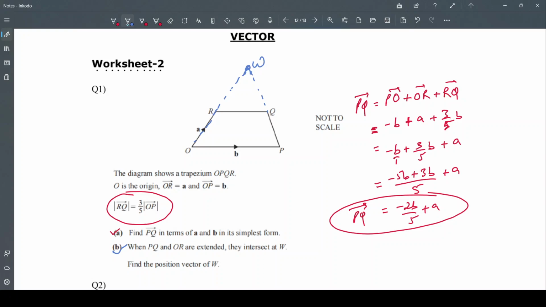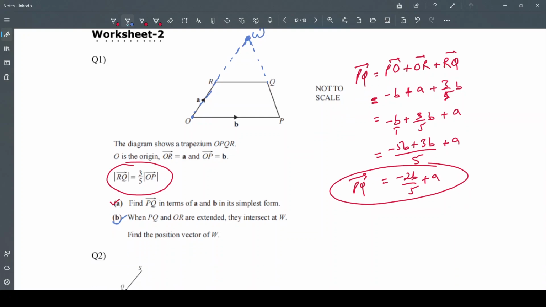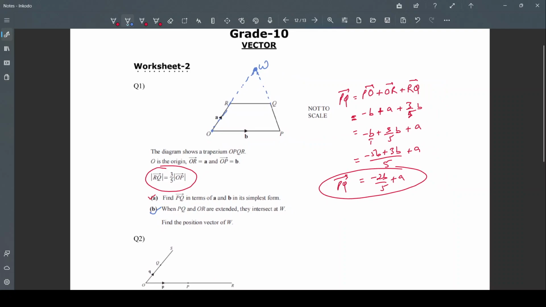As I told you, position vector means from the origin to the point that we have to find. So the position vector of W is OW. How to find the OW vector? We know that this is A, this distance is known, and we don't know this distance, RW. Let's say RW is x.